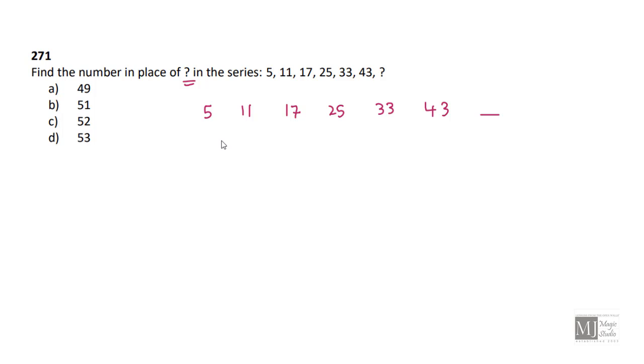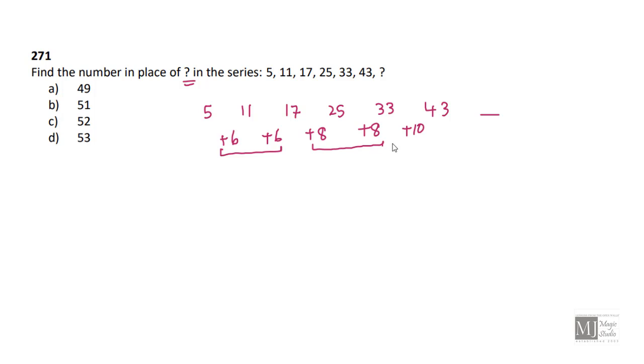11 minus 5 is 6. 17 minus 11 is 6. 25 minus 17 is 8. 33 minus 25 is 8. 43 minus 33 is 10. Now if I can see, the pattern goes like 2 times 6, then 2 times 8, and here the difference is 2.